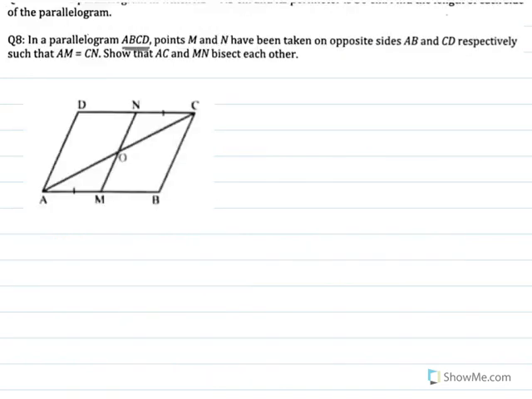In a parallelogram ABCD, points M and N are taken on the opposite sides AB and CD respectively, such that AM equal to CN. So we mark that. AM equal to NC. Show that AC bisects MN. We'll mark two angles that are equal. This angle you already know is equal, vertically opposite. And there's yet another angle we can mark, alternate angles. See, this angle N will be equal to this by alternate angles. See the Z here.